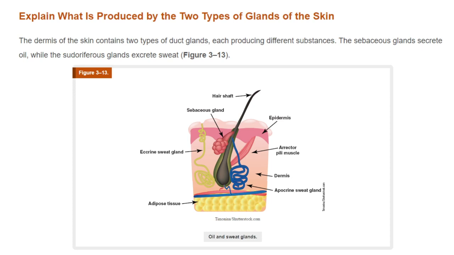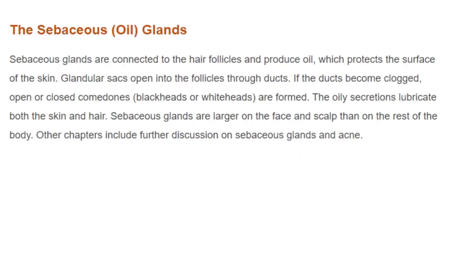The dermis of the skin contains two types of duct glands, each producing different substances. The sebaceous glands secrete oil, while the sudoriferous glands excrete sweat, figure 3.13. The sebaceous, oil, glands. Sebaceous glands are connected to the hair follicles and produce oil, which protects the surface of the skin. Glandular sacs open into the follicles through ducts.